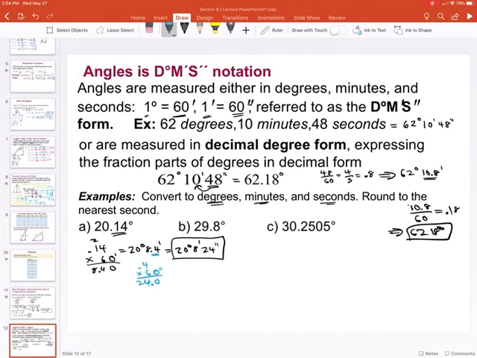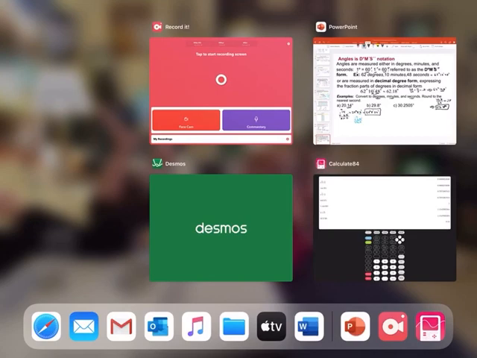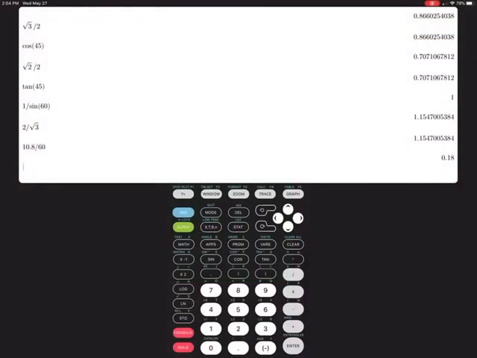You can do the same thing with examples B and C. You also have this on your calculator, and I'll show you on your TI. Let's pull up your calculator here. On your TI, if you look at the calculator here, you go to your angle menu.